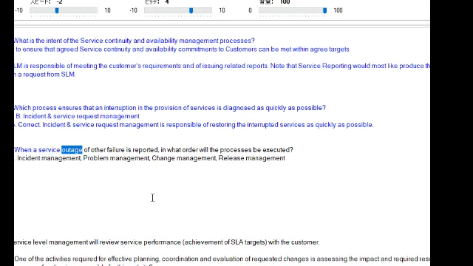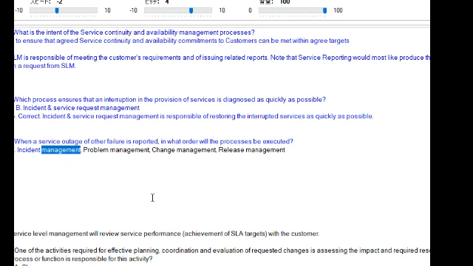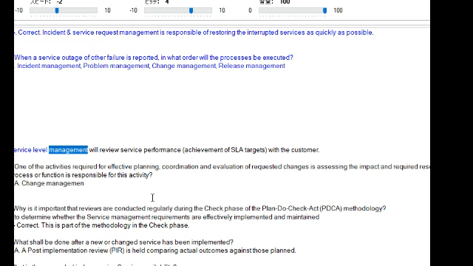When a service outage or other failure is reported, in what order will the processes be executed? Incident management, problem management, change management, release management. Service level management will review service performance, achievement of SLA targets, with the customer.